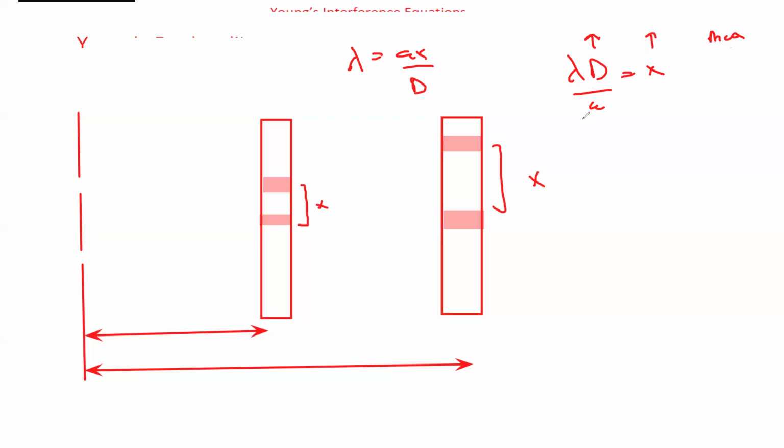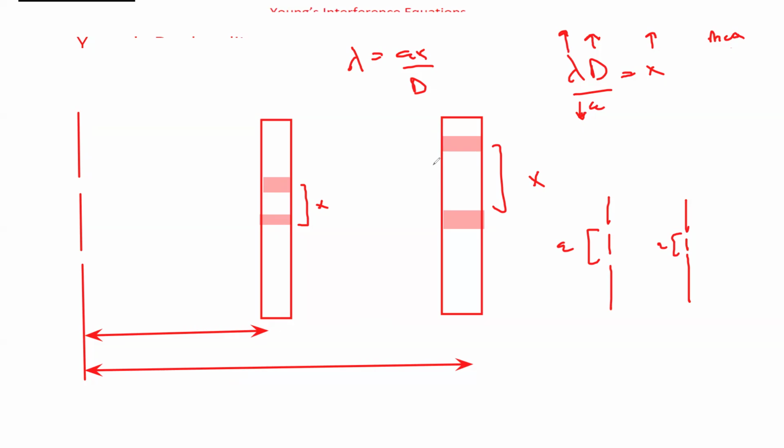And if we reduce the spacing between the slits, like if we have a smaller spacing between the slits, what will happen to X? This was A here and this is A here. So if you use a smaller spacing between the slits, the value of X will increase. X is the distance between the two adjacent fringes or lines.